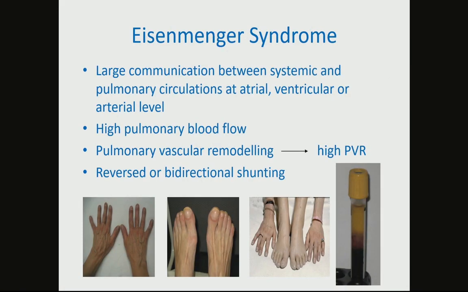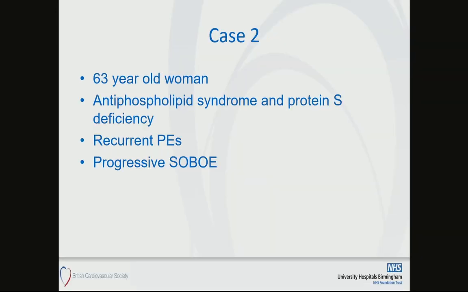Sorry. So that's just a large... I won't talk much about Eisenmenger's because it'll be covered tomorrow, but it's a large communication between your systemic and pulmonary circulations at atrial, ventricular or arterial level, high pulmonary blood flow, pulmonary vascular remodelling with this high pulmonary vascular resistance, and you get the reversed and bidirectional shunting. So these are just showing quite impressive clubbing, with differential clubbing there, and this shows their very high hematocrit when you spin down their blood.